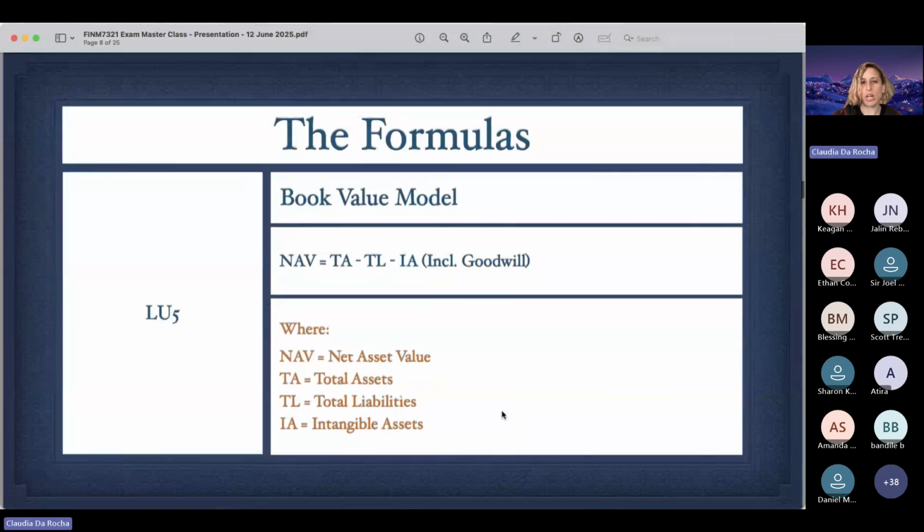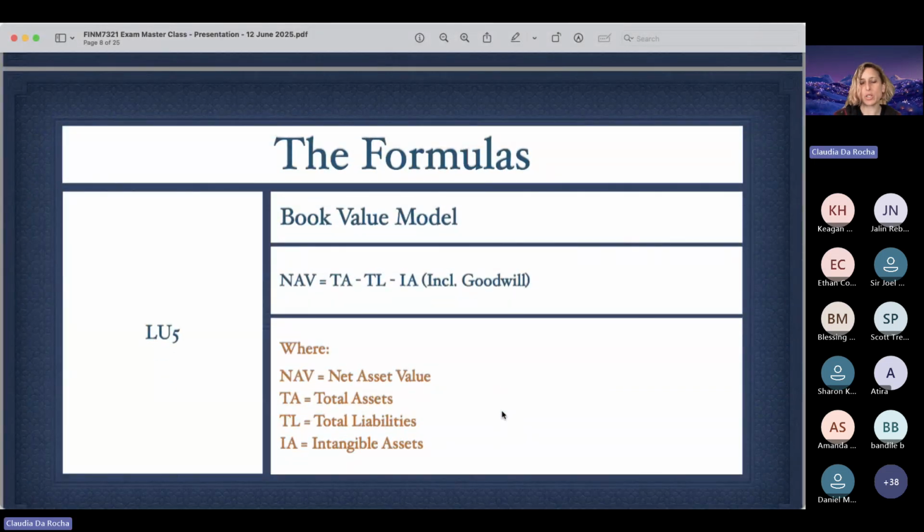Okay, then we have the book value model. This is quite a simple model in terms of what we are trying to achieve, which is the net asset value of a company.